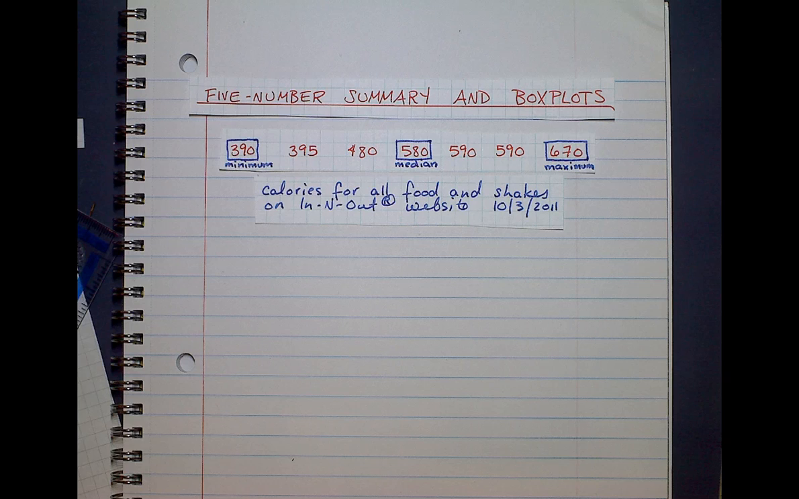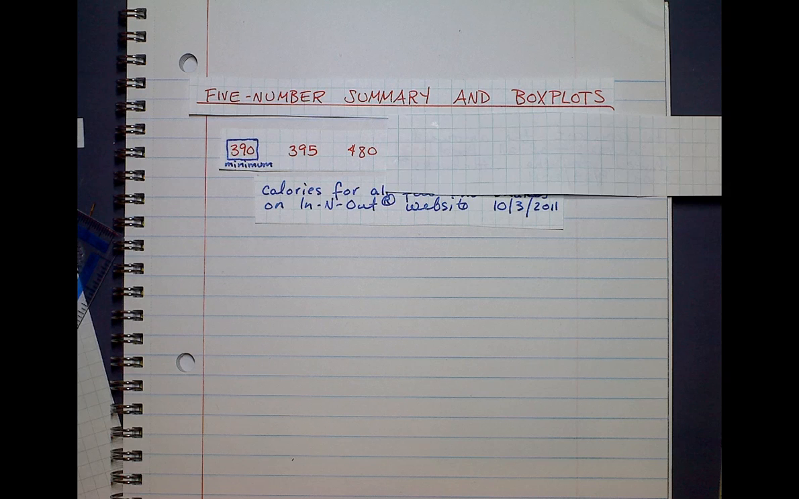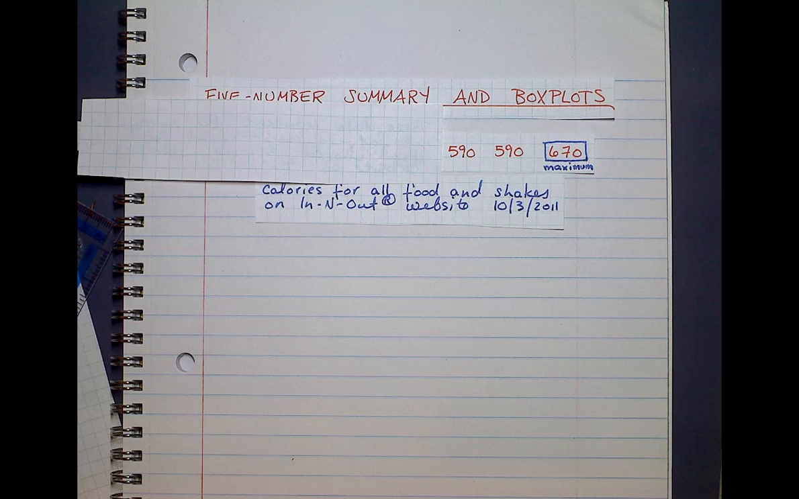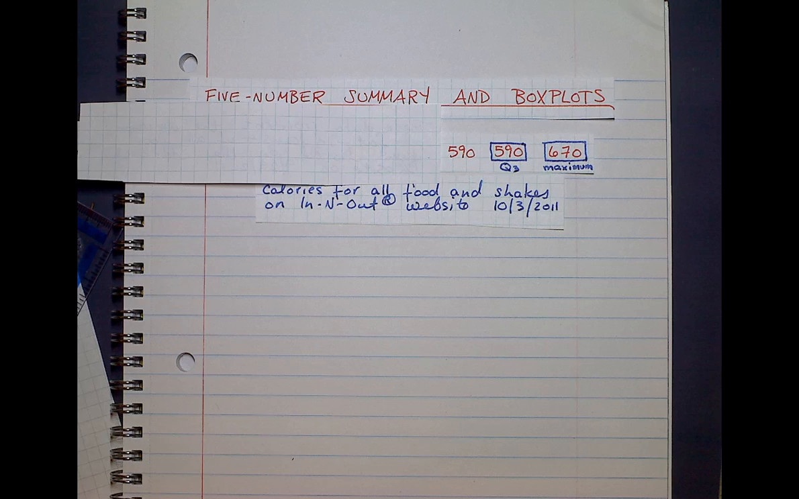So in order to find them, the first thing that I would do is cover up the median value and all the upper values. Then find the middlemost data point, which in this case is 395, and that's Q1. We can do the same thing to find Q3, cover up the median and all the low values, and simply find Q3 as being 590 in this case.